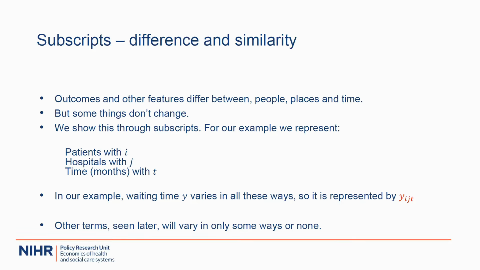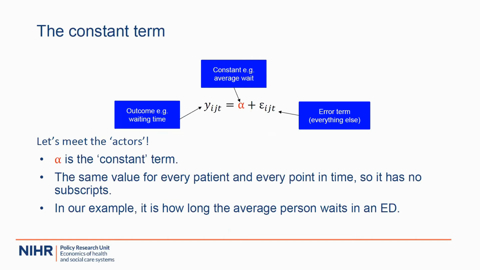That sounds possible. Patients who attend different hospitals might wait different amounts of time to be seen, and patients who arrive at the hospital in 1 month or another month might wait a different amount of time to be seen. So we therefore have all three of these subscripts: I for patient, J for hospital, and T for time. And you'll see how those subscripts get applied to other terms. So here is our first equation.